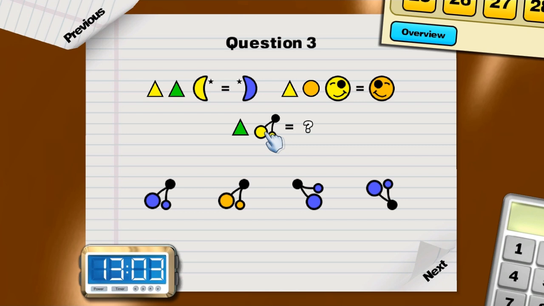So down here we want to know what happens to the cherry. Our instruction is a green triangle, which we've just deduced means turn it blue. So the answer is just a blue cherry.